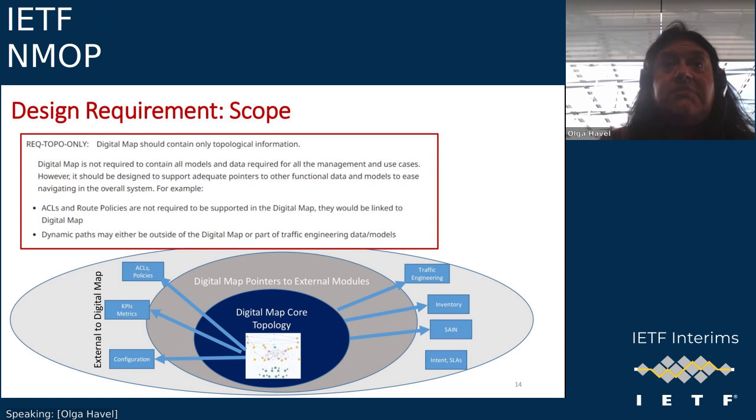I made this picture maybe to make the scope clear. This is the core topology. These are some pointers, either through augmentation or via some YANG module, to all the other models and data. And why I'm using the terms models and data: models are the YANG models, and data is the runtime API and JSON or XML that we receive. I don't know if there are any questions about the scope and whether all data is part of the digital map. I hope this clarifies this requirement.